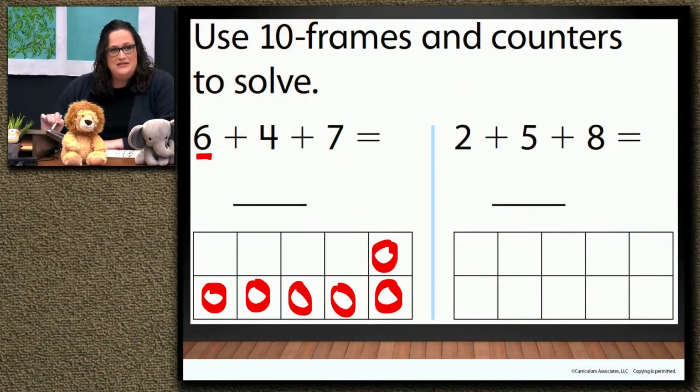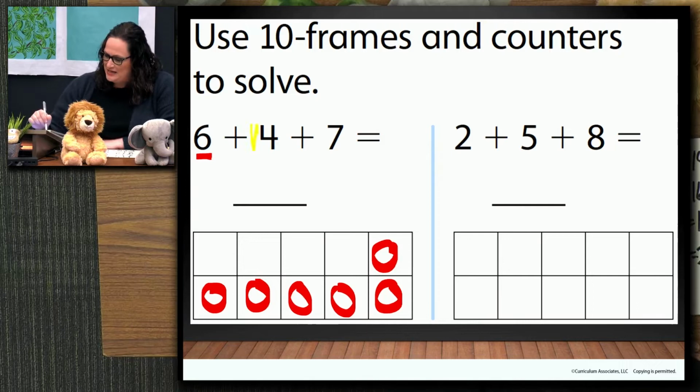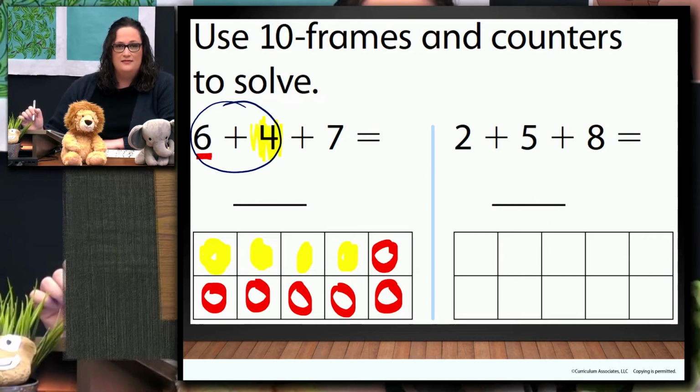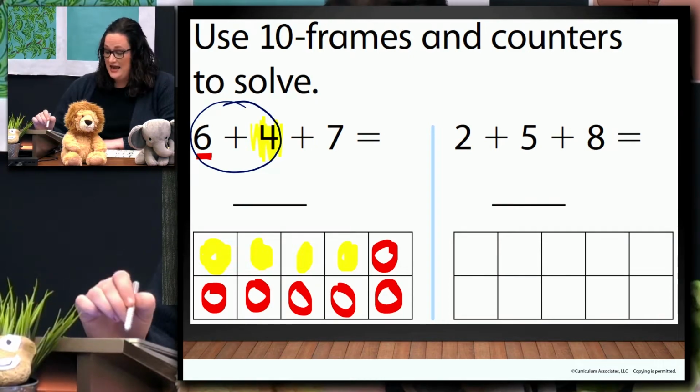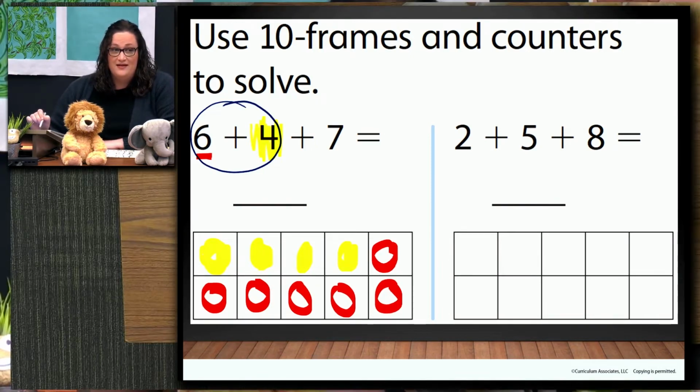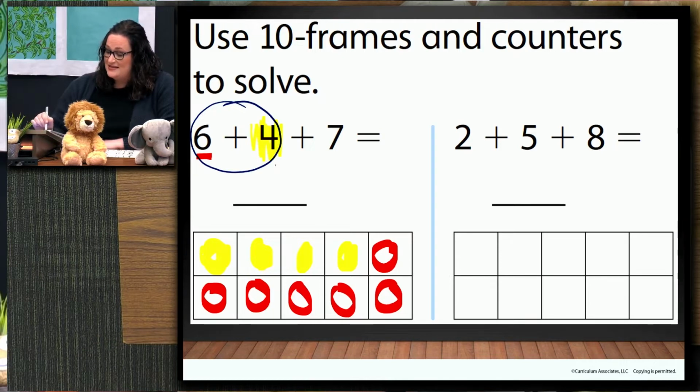Now, how many empty spots do you see? 4. Are there any numbers left in our addition equation that would make this make 10? I see it too. Do you see it? It's right here. It's a 4. So 1, 2, 3, 4. Now this is no longer 6 and 4. We now have 10. This is now a group of 10. And if I have 10 and 7, then I get 17.